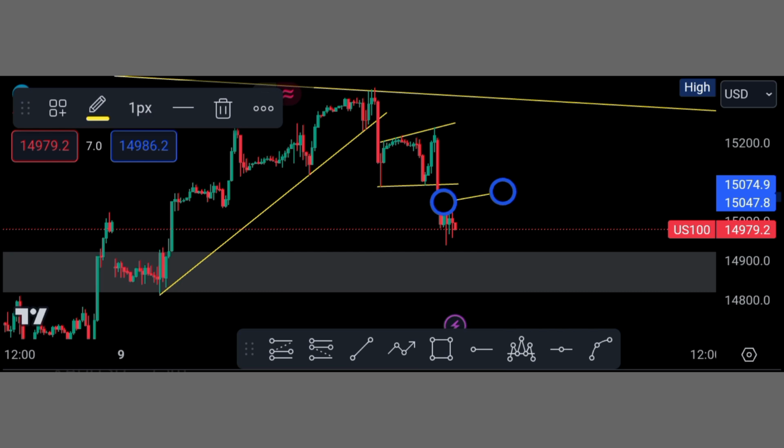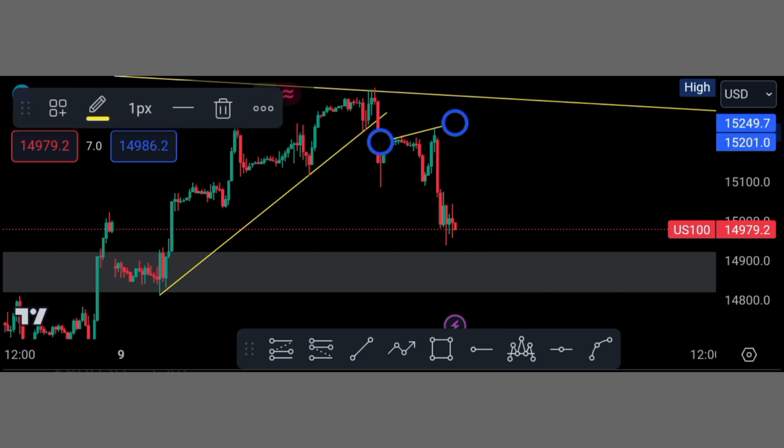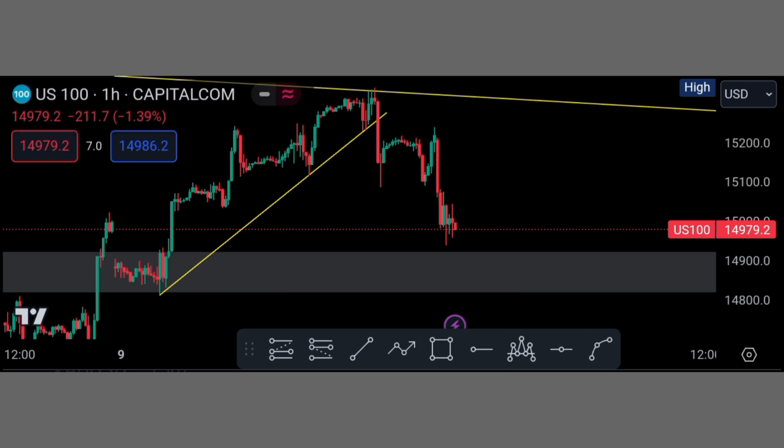So yeah, I'm just gonna wait for Nasdaq to touch or to hop into that level, and then that's when we're gonna look for buying momentum, just like on US30, right?